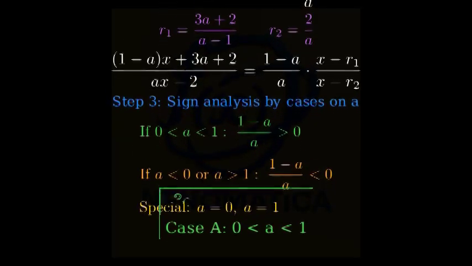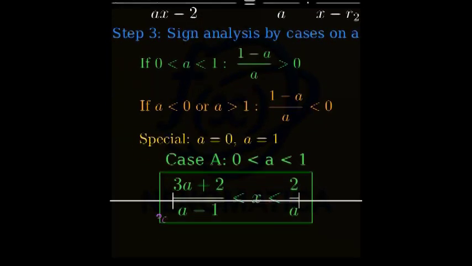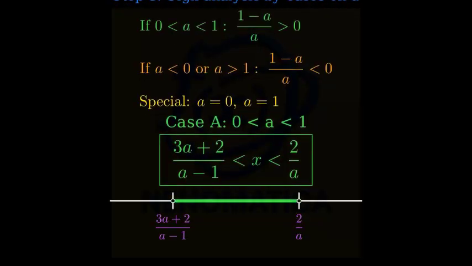Case A. When 0 is less than a and a is less than 1, the constant factor is positive. Therefore, the rational expression is negative strictly between the two critical points R1 and R2. For this range of a, R1 lies to the left of R2, so the solution is R1 less than x less than R2.